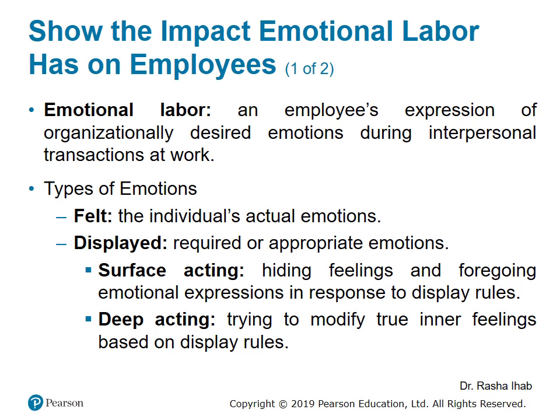We have two types of emotions. One is called felt emotions and the other is displayed emotions. Felt emotions are the individual's actual emotions, the real emotions that the individual feels. We call them the felt emotions. Displayed emotions are the required or the appropriate emotions that people have to show. Displayed emotions have two types.